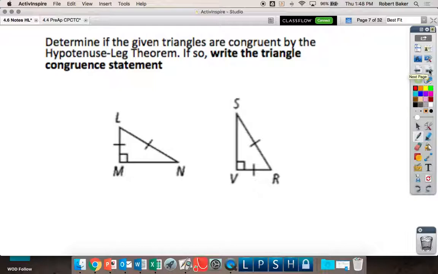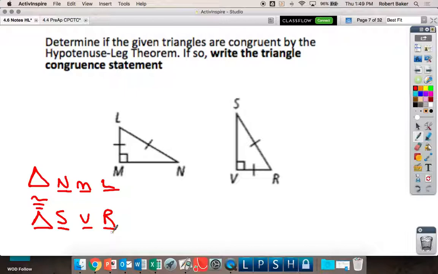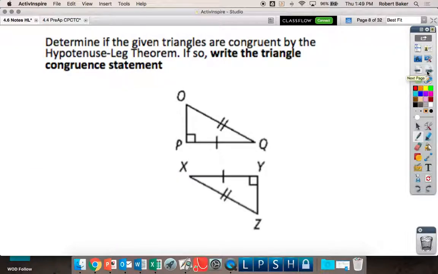Can you say these two triangles are congruent by the HL theorem? Are they right triangles? Yes. Do they have an H? Yes. Do they have an L? Yes. Are they congruent? Write the statement. N M L. So you went long side, right angle, short side. Why are angle N and angle S congruent? CPCTC. Because corresponding parts of congruent triangles are congruent. Are these triangles congruent? Yes.